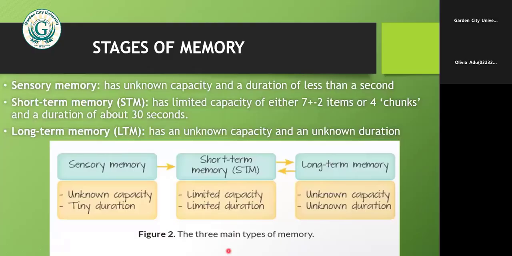Very good. So let's talk about these memories. The sensory memory has unknown capacity. The storage capacity is unknown. So for the sensory memory, you can receive as many messages as you can. Does it make sense?